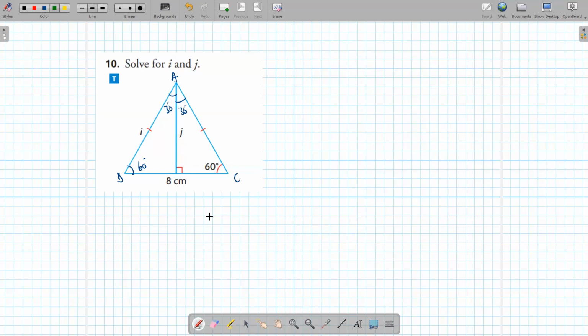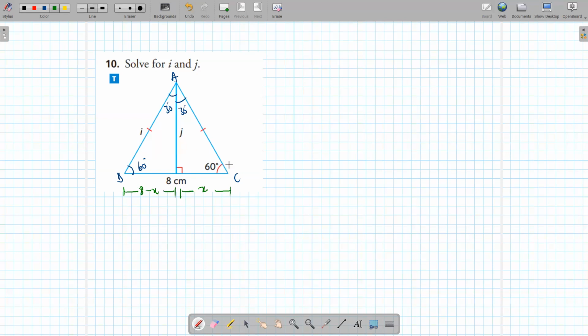Now what? If the entire thing is 8, let's say this is x. See this? Then this would be 8 minus x. Do you agree?